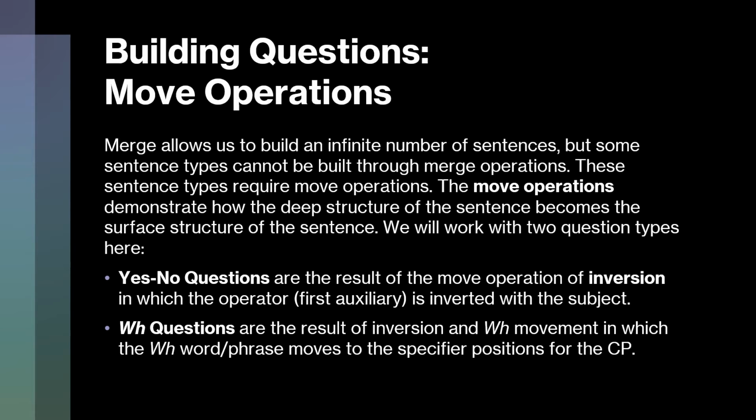We'll work with two question types here. Yes-no questions, which are the result of the move operation of inversion, in which the operator or the first auxiliary is inverted with the subject, and WH questions, which are the result of inversion and WH movement. They have two steps, inversion and WH movement, in which the WH word or phrase moves to the specifier position for the CP. So we're going to look at two of these examples.